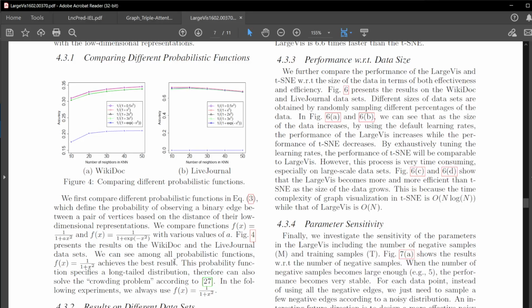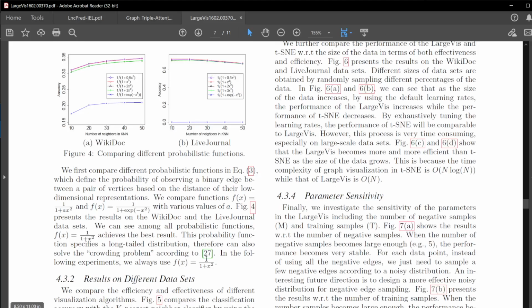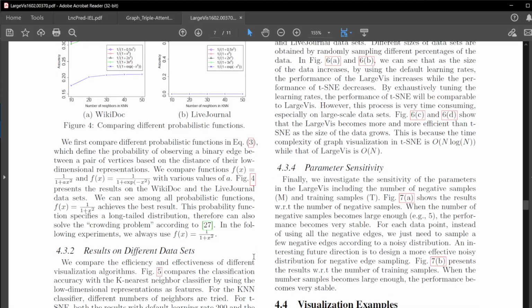Comparing different probabilistic functions. We first compare different probabilistic functions in EQ. 3, which define the probability of observing a binary edge between a pair of vertices based on the distance of their low-dimensional representations. We compare functions f(x) equals 1 over 1 plus x², and f(x) equals 1 over 1 plus exp(minus x²), with various values of a. Figure 4 presents the results on the Wikidoc and the LiveJournal data sets. We can see among all probabilistic functions, f(x) equals 1 over 1 plus x² achieves the best result. This probability function specifies a long-tailed distribution, therefore can also solve the crowding problem according to [27]. In the following experiments, we always use f(x) equals 1 over 1 plus x².